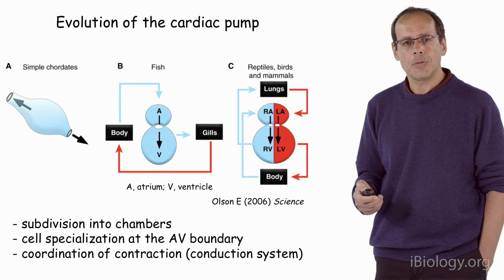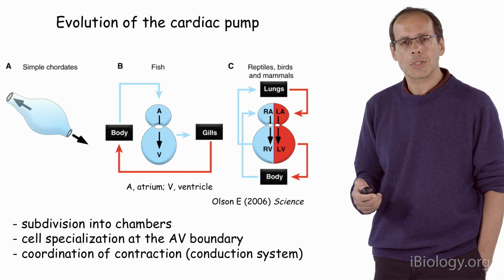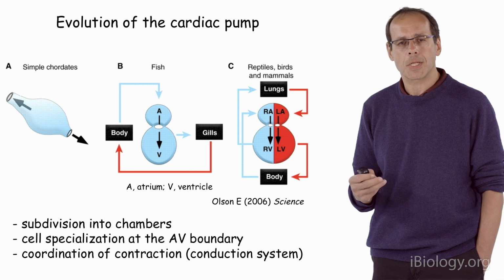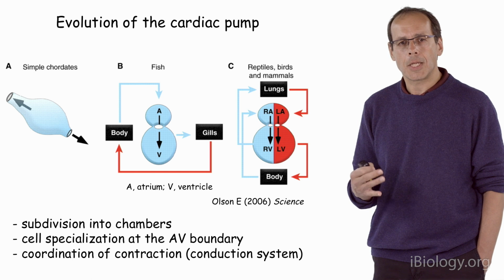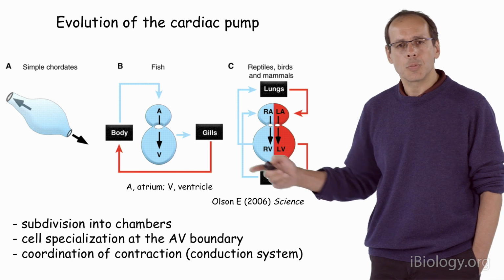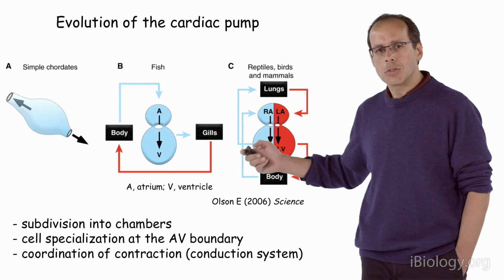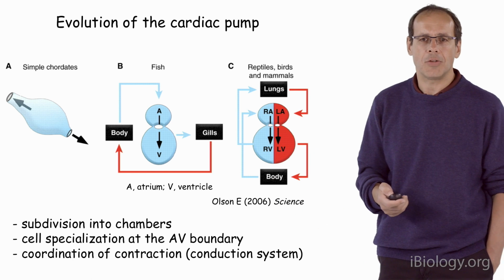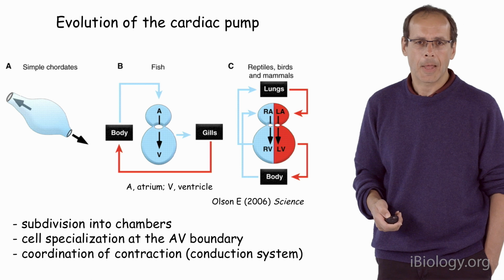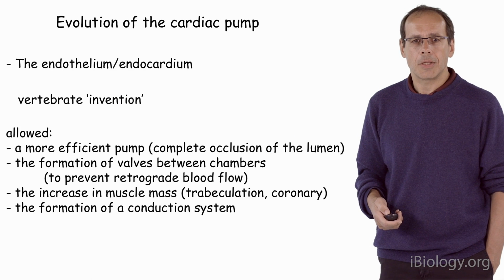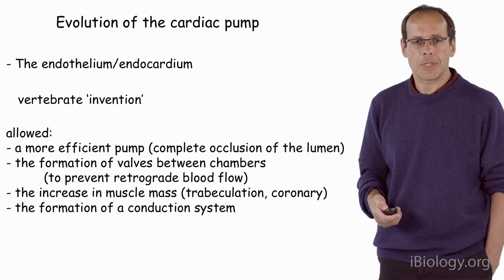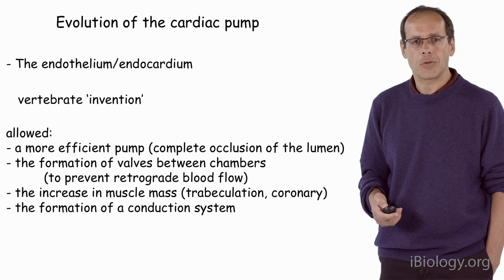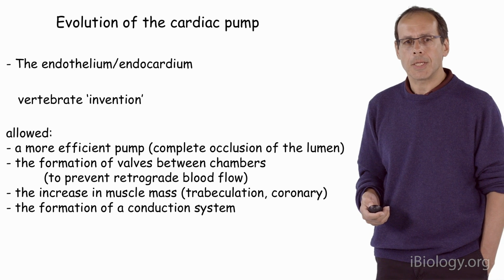And then you may have seen from the movies that there's a coordinated contraction in the sense that the atrium contracts first, then there's a slight pause, and then the ventricle contracts. And of course, moving then from fish to amniotes, there was a subdivision of both the atrium and the ventricle, leading to the four-chambered heart. So, as I mentioned, the endothelium, which is known as the endocardium in the heart, is a vertebrate invention. And it allowed a number of features, again, listed here. And we'll go through three of them in turn.